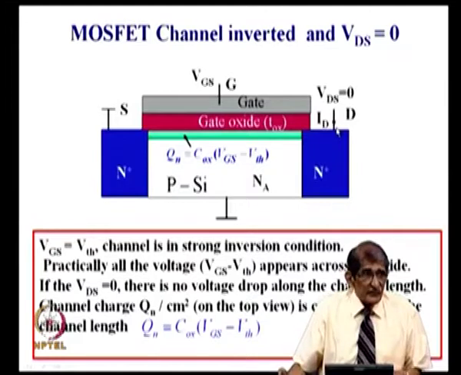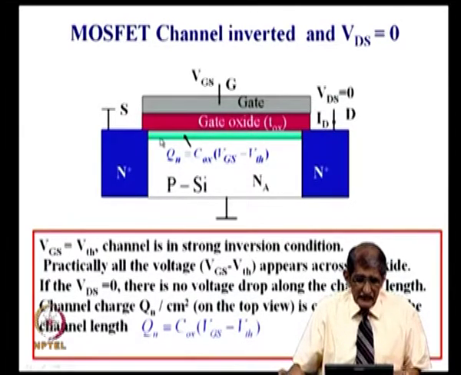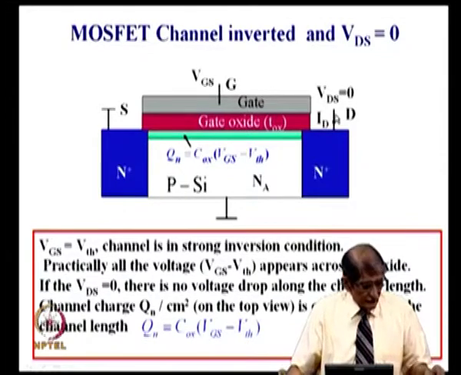So, this is when V d equal to 0. Now, you can see when V d equal to V d s equal to 0, there is no drop across the channel. So, whatever voltage you apply, V g minus V threshold is available for creating these charges. Suppose you apply V d as positive, what happens?